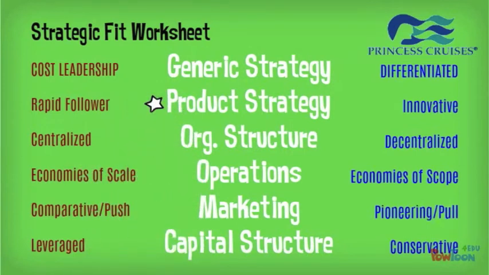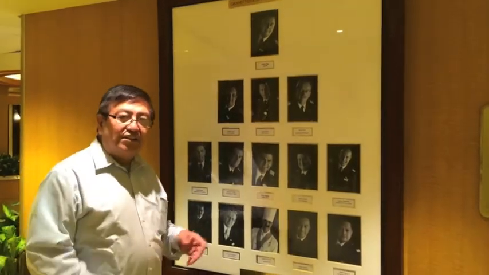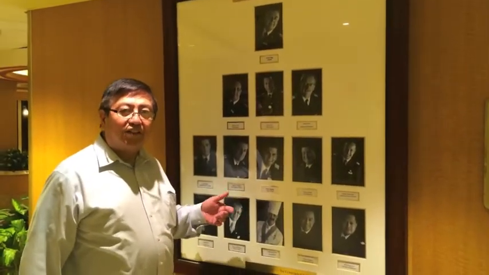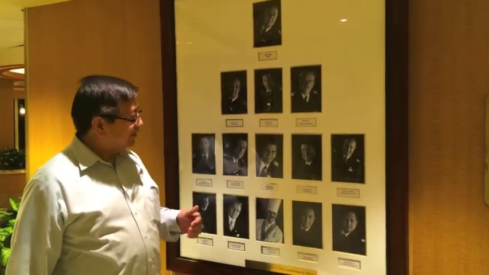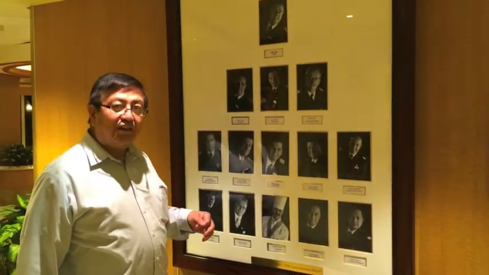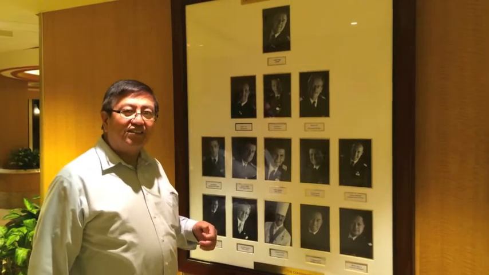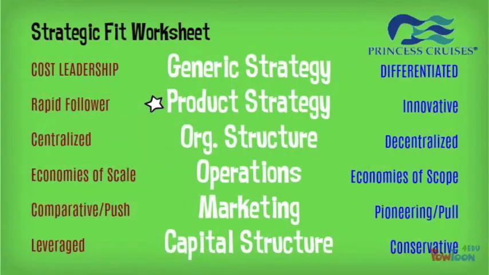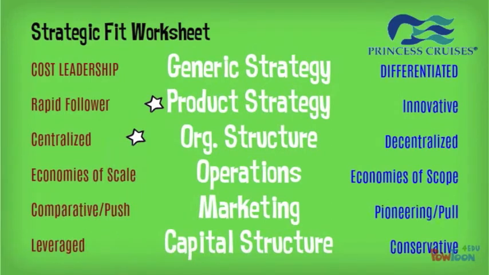Now, the organizational structure. This is the organization chart of this ship. You'll see the captain and the other officers. It looks like a very clear and strong hierarchy. What does that suggest? A hierarchical structure has a centralized management system. Let's put a star there.